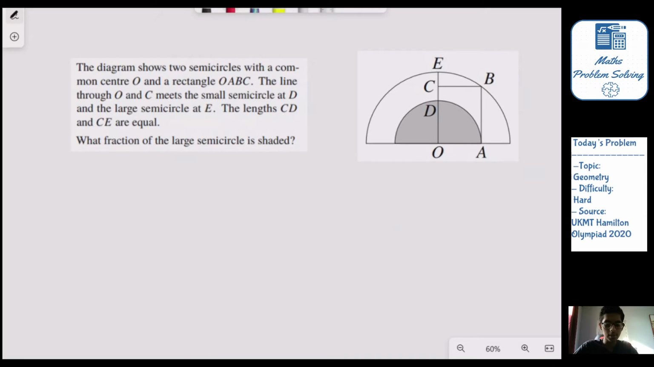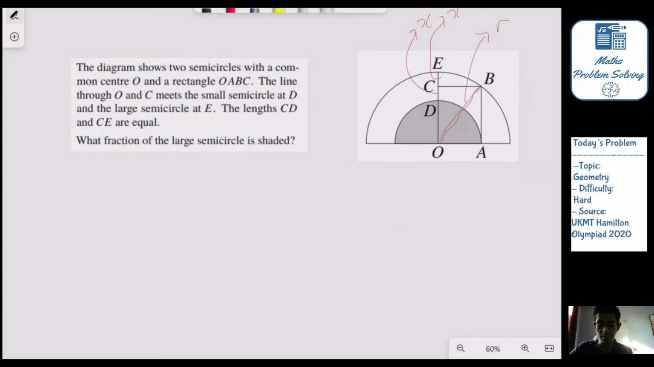Let's start by labeling some sides, as we should always do with geometry questions. We can label this as R, the larger semicircle's radius, and let's label CD as X for now. We also know that ED is double CD. Therefore, EC plus CD equals ED, which means EC also equals X.